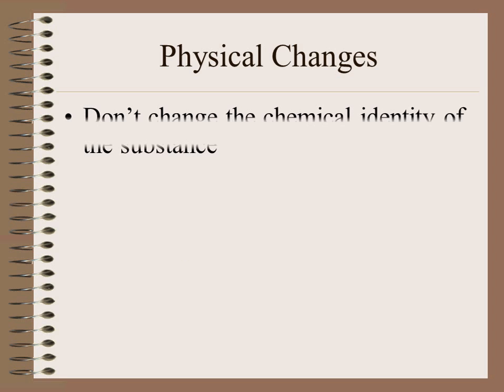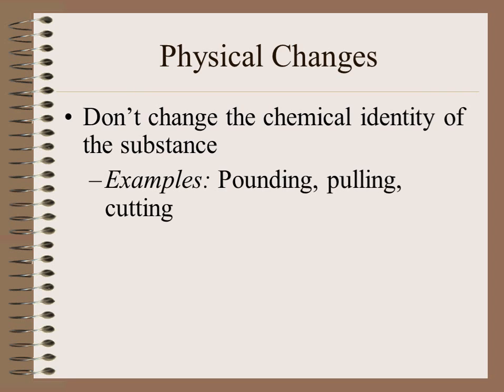Physical changes, by contrast, are changes in which the chemical identity of the substance does not change. Examples would be if you pounded a piece of clay into a flatter piece of clay. It's still clay. If you draw a piece of copper into a thin wire, you're not changing it, it's still copper, you're just changing its form. Same thing with cutting. Cut a piece of paper in half. It's still paper made of cellulose. All that's changed is its form.